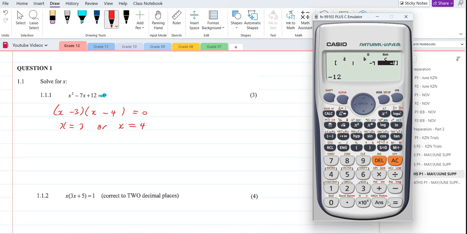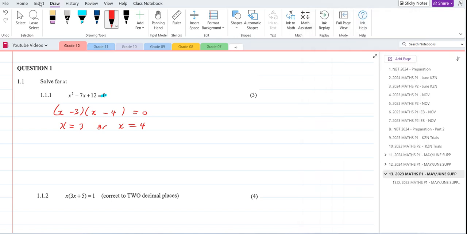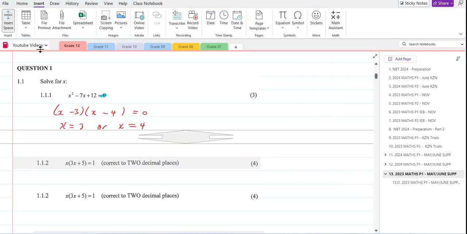So x squared minus 7x plus 12. I've got an a value of 1, a b value of minus 7, and a c value of 12. If I press equals, I get x equals 4. There's one answer here, so you just take that over and put it into factors, and x2 equals 3. I hope you guys understood that.